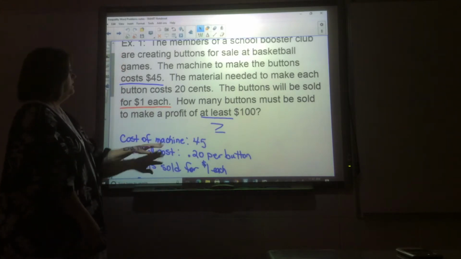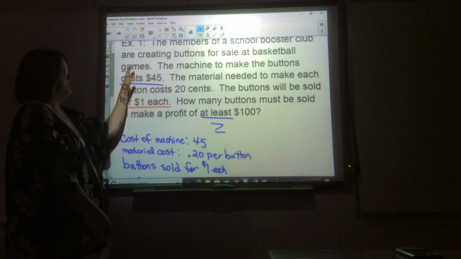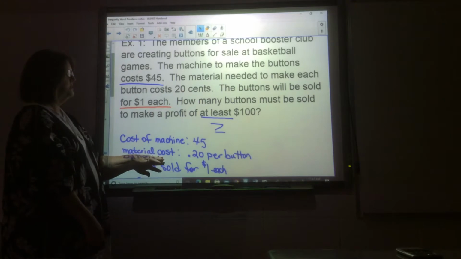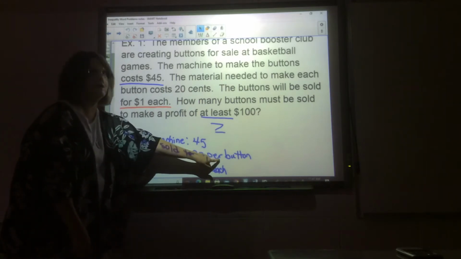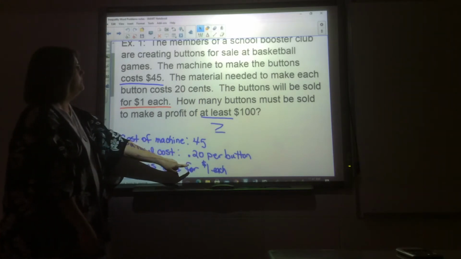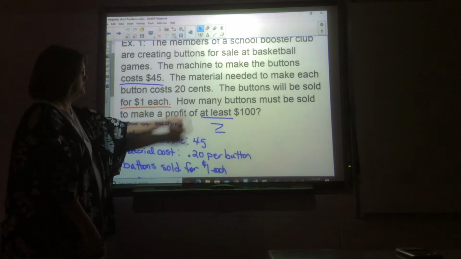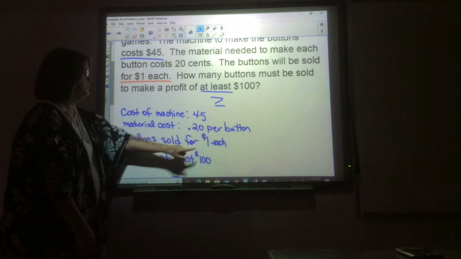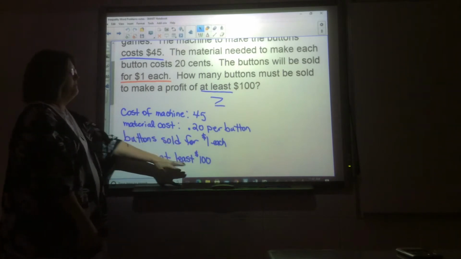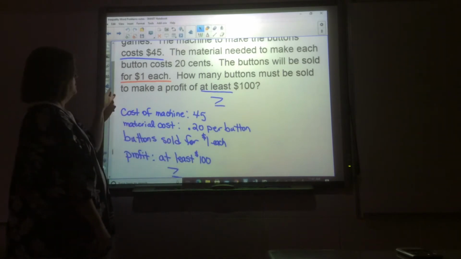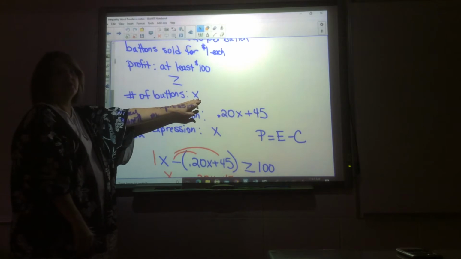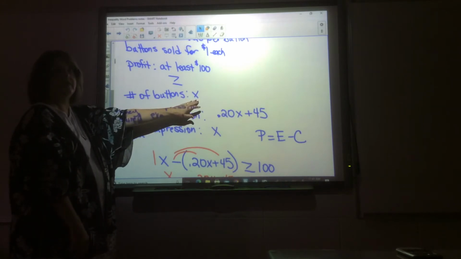inequality. Now, I just wrote down the information that it gave us. The cost of the machine is $45. The material is 20 cents per button, so I put 0.20 for 20 cents. And then the button is sold for $1 each. And you want to make at least $100 on selling these buttons. So let's go down, and our number of buttons, of course, that's important. We don't know how many buttons, so that's our variable.